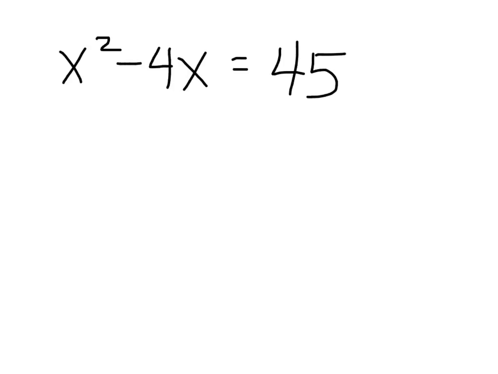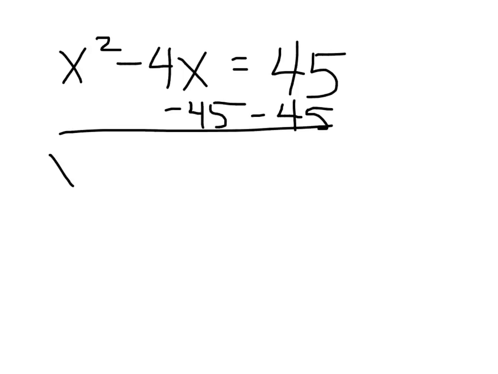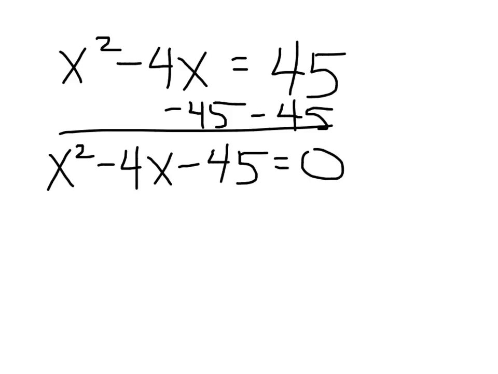Going through the process, first and foremost, is it equal to 0? No. So what do I have to do? Subtract 45 from both sides, or add a negative 45, which is what Angie said. So x squared minus 4x minus 45 equals 0. Now, is there anything I can take out of all 3 terms? No.